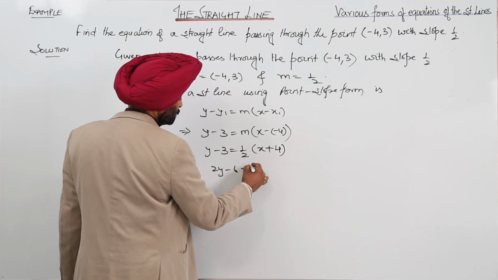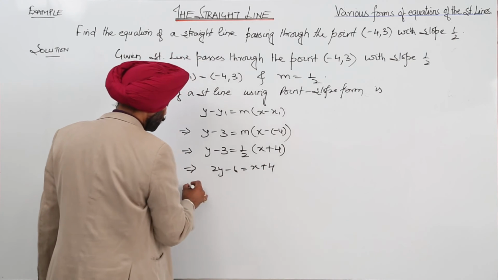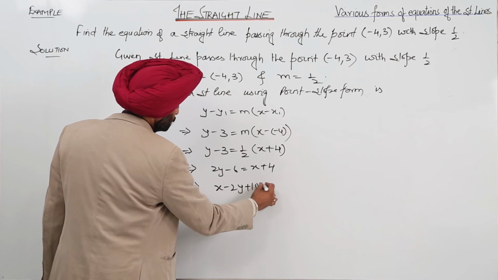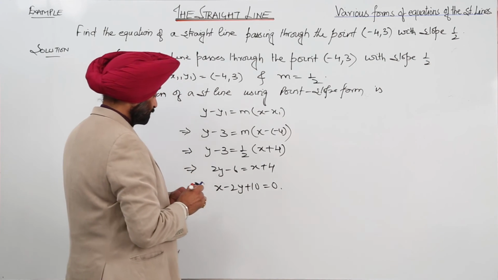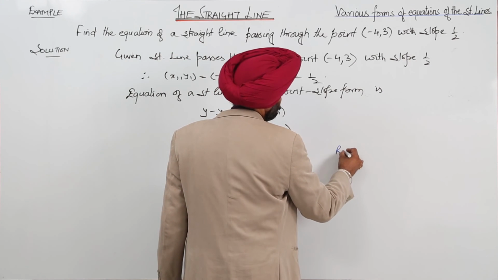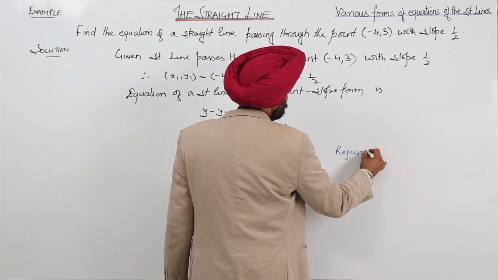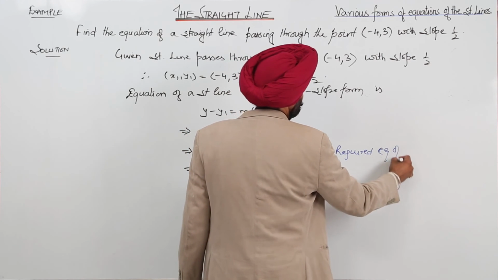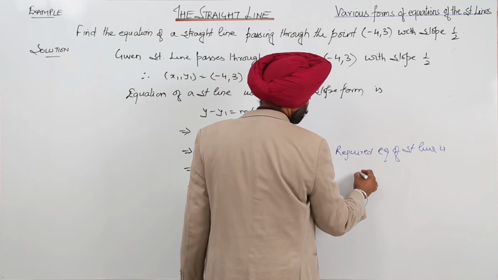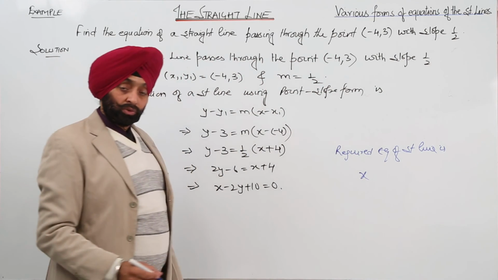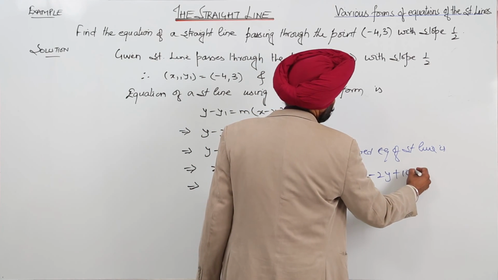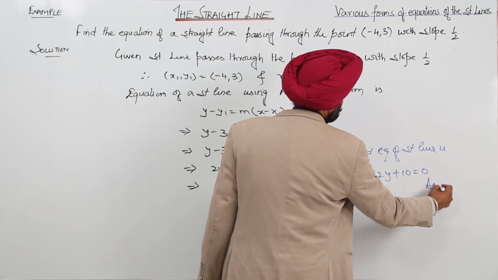2y minus 6 is equal to x plus 4. x minus 2y plus 10 is equal to 0. The required equation of the straight line is x minus 2y plus 10 is equal to 0. This is the answer.